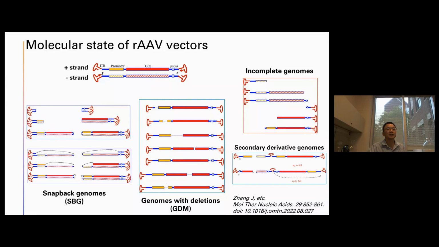Because this has the ITR at one end, and then the bottom strand and top strand are linked together. But the problem for this kind of molecule in the vector population is that it's not controlled, and the generation of these molecules is random. So we cannot use it for vectors.